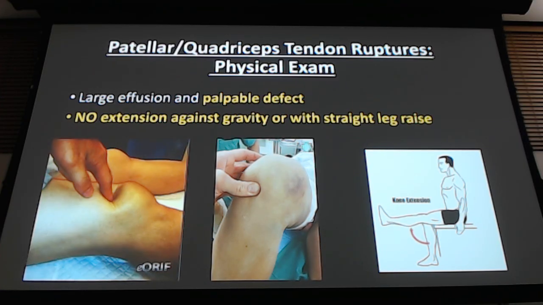Okay, but if they're unable to obtain and maintain a straight leg raise, then you have a rupture, and you have to figure out which end it is, right? Is it the proximal end or the distal end? Is it the quad tendon as it inserts into the superior pole of the patella, or is it the patella tendon as it inserts into the inferior pole of the patella? Are we good with those definitions?